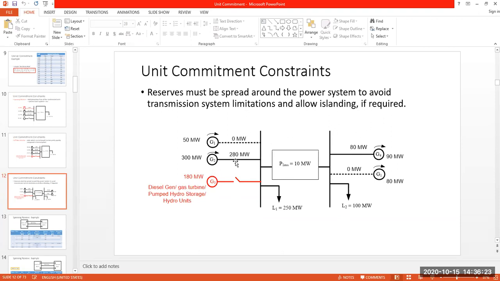So in that case, if we don't have sufficient reserve or sufficient capacity present to supply the individual demand for area 1, we have to supply it with the help of this generation plus whatever reserve we have, and also we have to make sure that we have a sufficient amount of generation plus reserve for supplying the demand for that area.